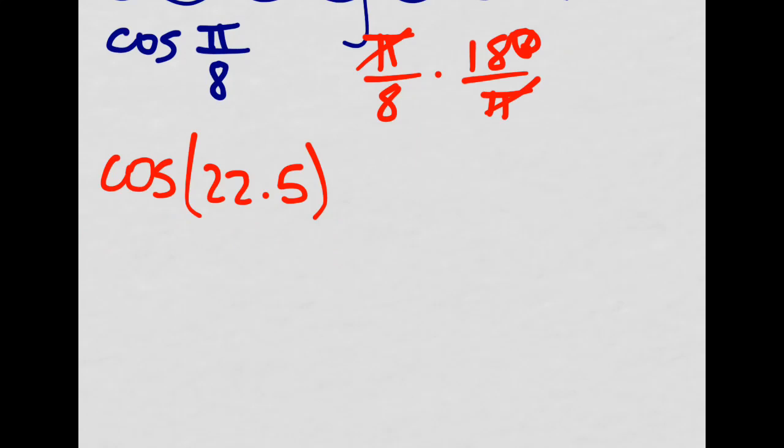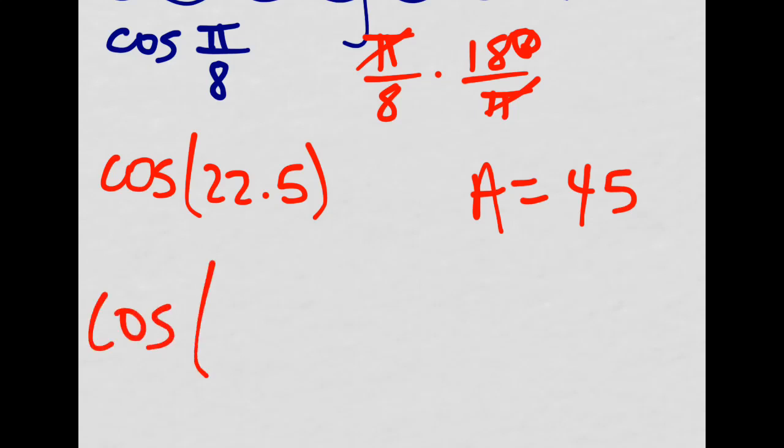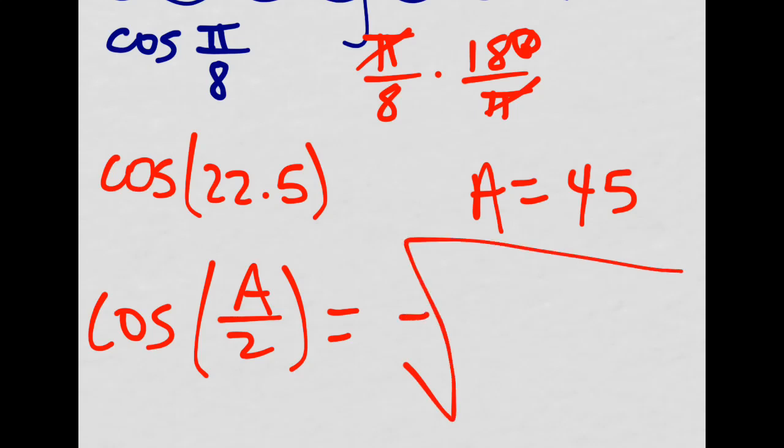Yeah, double it. So my A is going to be 45. Right. Since it's a half angle, cosine of A over 2. We don't have to memorize it. You don't have to memorize the formula.